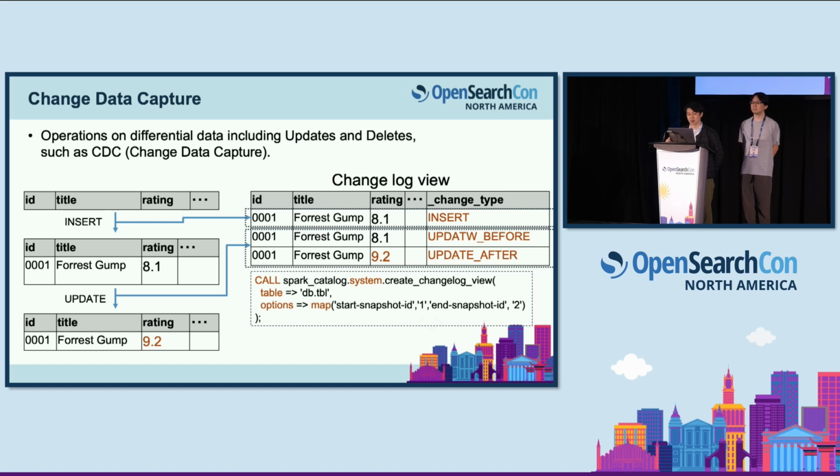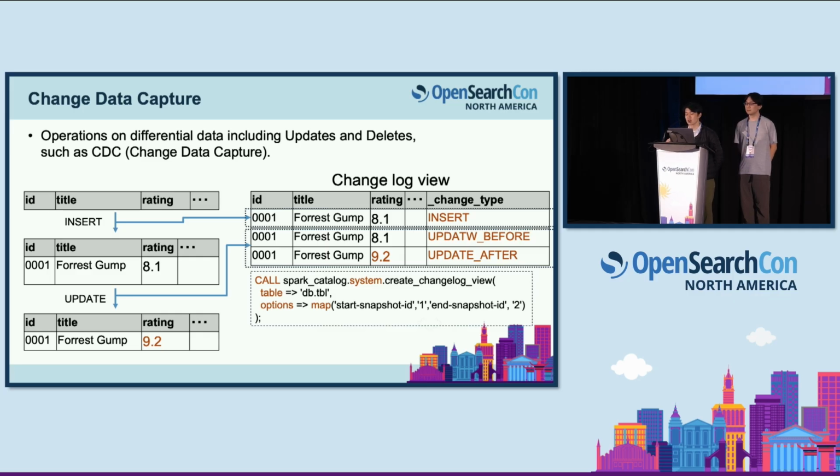And look at this picture. For example, first on the left side, let's insert a single record into an empty table. And next, we update the value of the record's rating column. And so the changelog view for this table will appear as shown on the right side. So this shows how a record changes, and this can show delete operations in the same way. So you can see the history of the operations performed on the table along with the contents of those records.